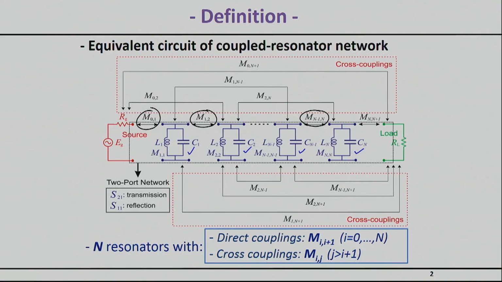But in addition to the direct coupling sections that I just highlighted, there's also the possibility of cross-coupling sections. For example, this here is a cross-coupling section, and this here is a cross-coupling section. In theory, many filter responses need multiple of these cross-coupling sections.